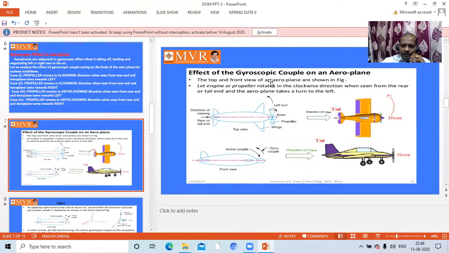The top and front view of the aeroplane are shown in the figure. So this is the line diagram. This is the direction of view as per the concept we have chosen, and this is a model to express it. So it is taking a left turn in the first one. Second one, if you observe, this is the front view. In the front view, we cannot see the wings.